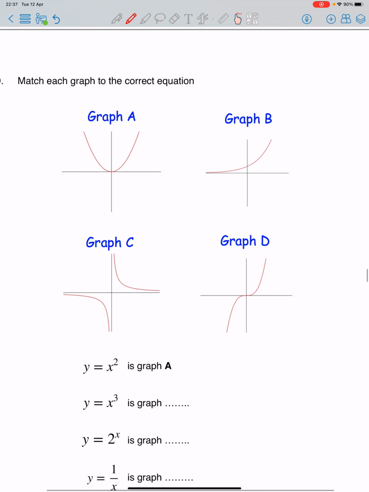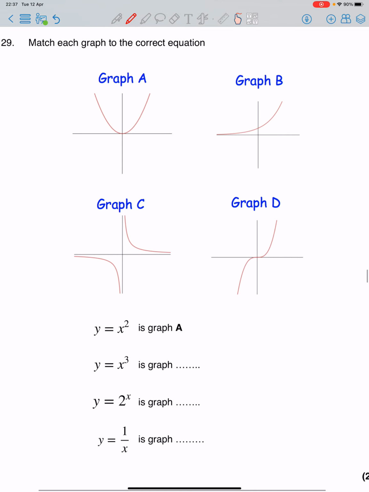Okay, next we want to match each graph to the correct equation. So it is important that we understand the general look of certain graphs. This first graph, of course, is an x squared graph. This next one is exponential, and the only exponential function is 2 to the power of x.